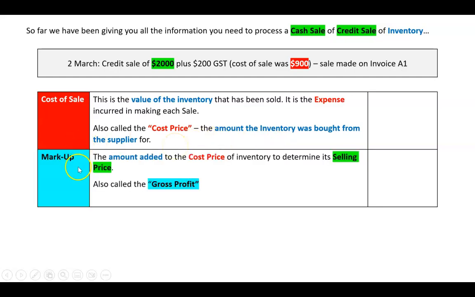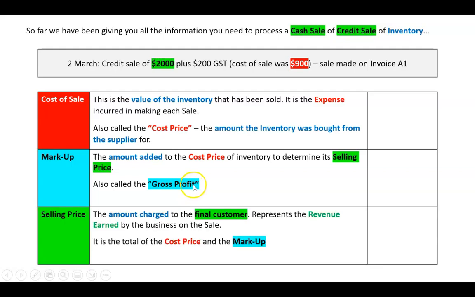We also need to know the markup. That's the amount added to the cost price of inventory to determine its selling price. Later in the course, we'll call that gross profit. And lastly, we need to know the selling price. That's the amount charged to the final customer. It represents the revenue earned by the business on the sale, and it is equal to the total of the other two added together, so the cost price plus the markup.